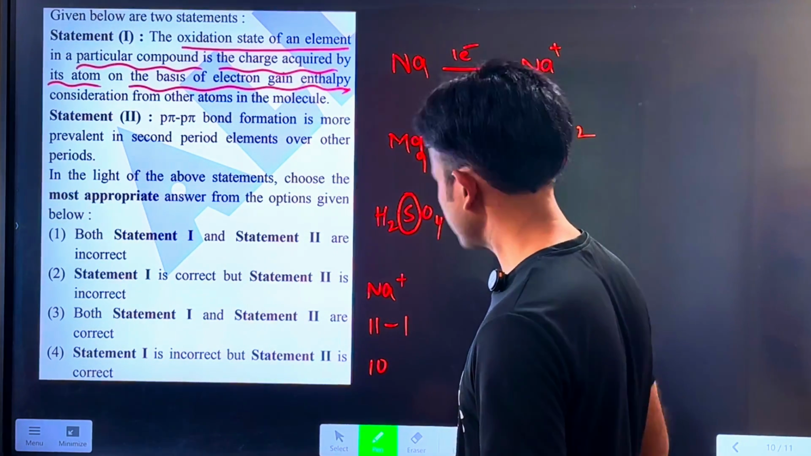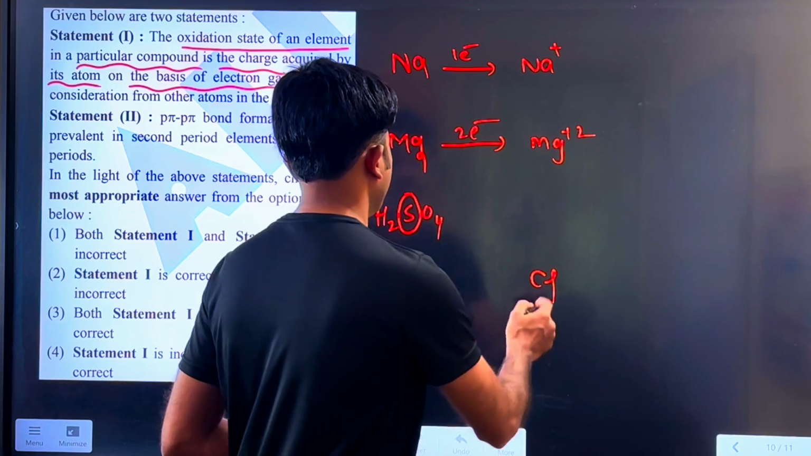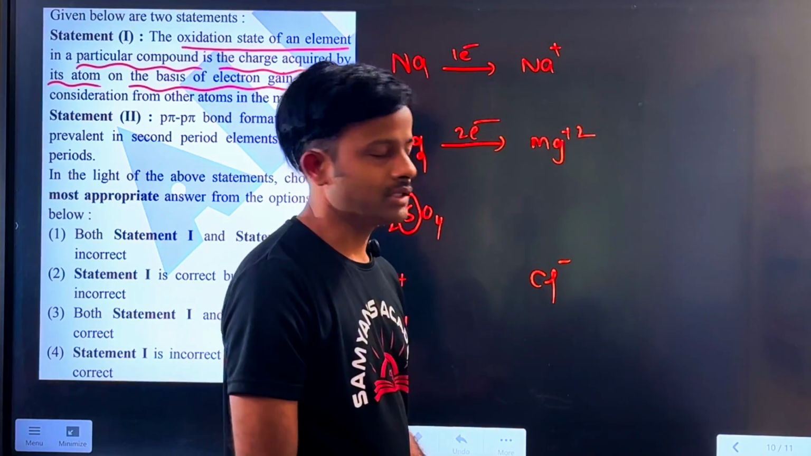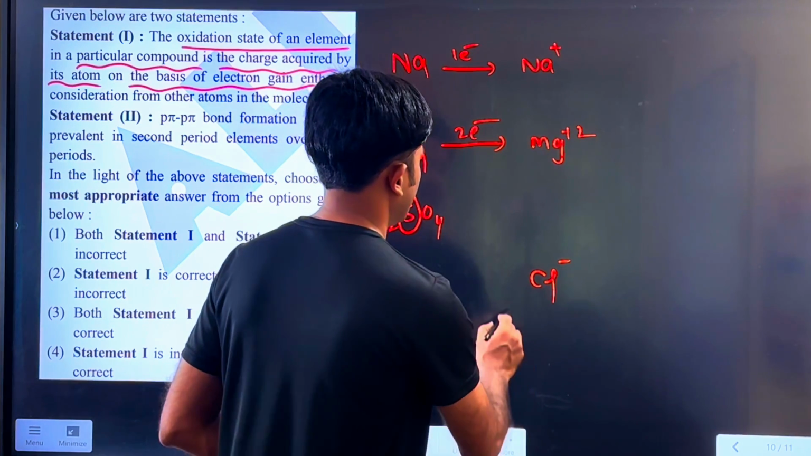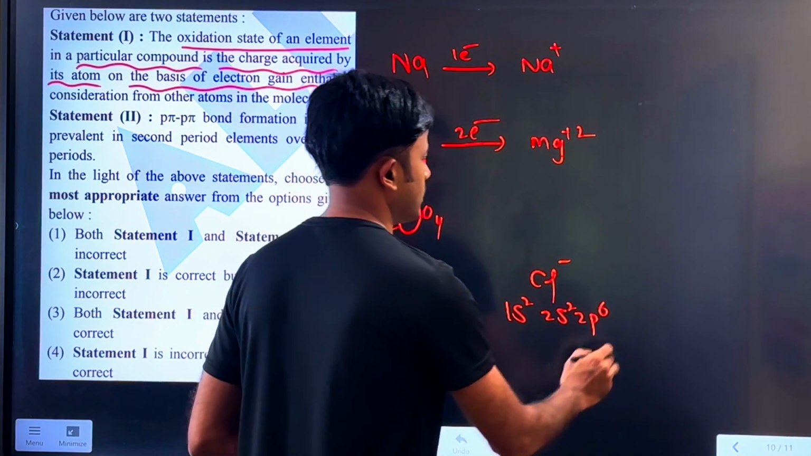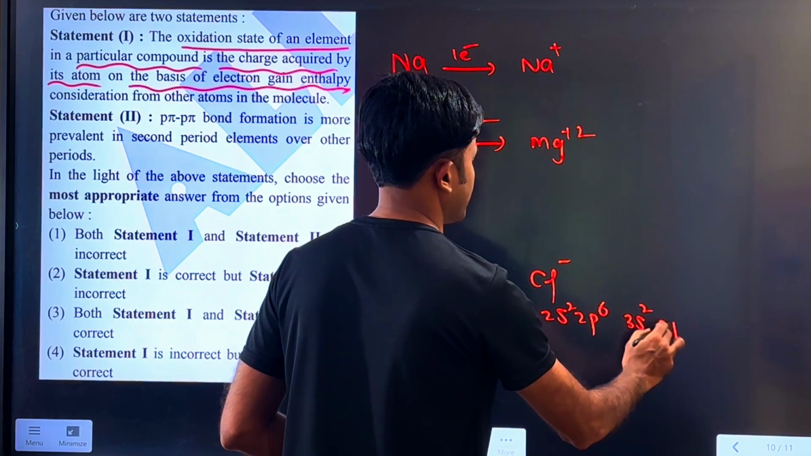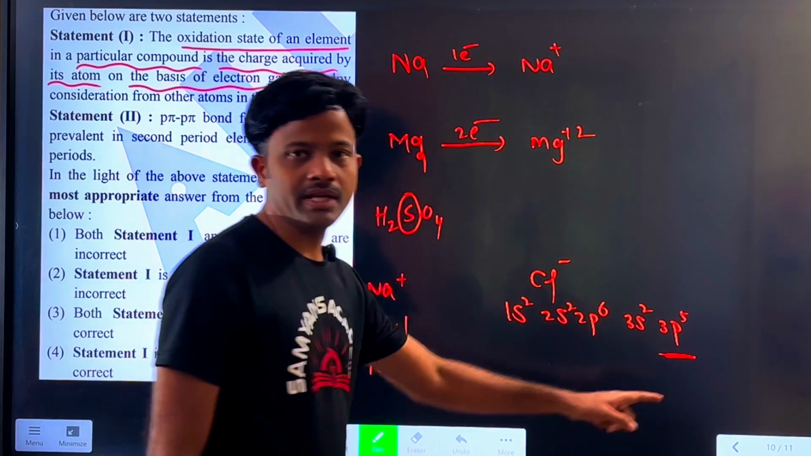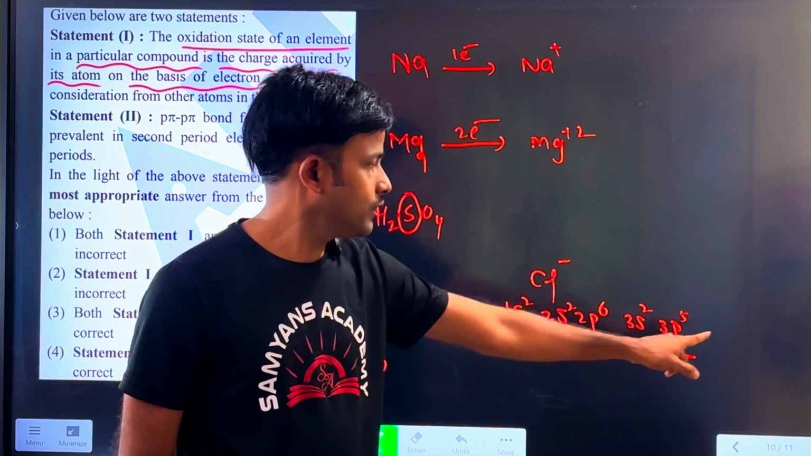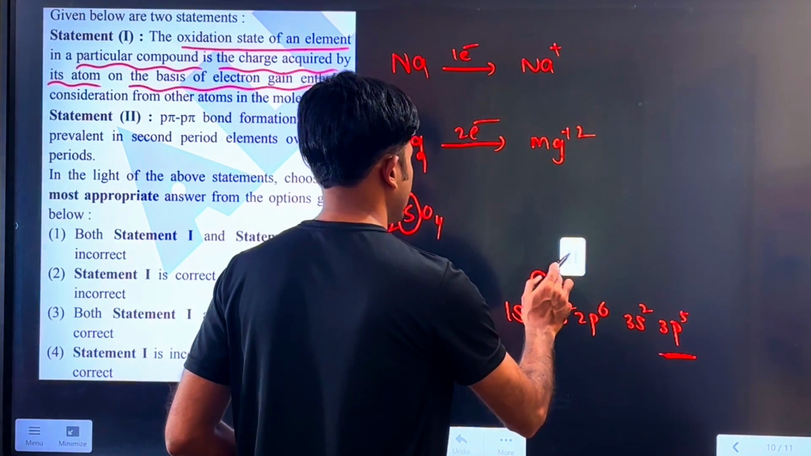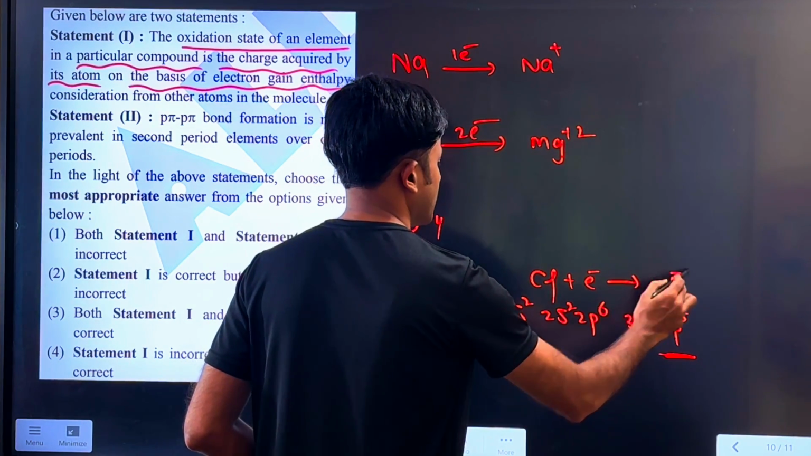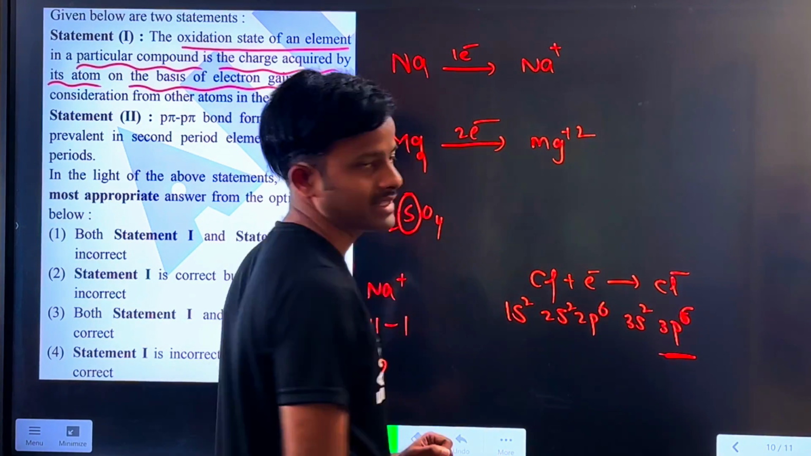Now chlorine. What is the electron configuration of chlorine in the last shell? Chlorine atomic number is 17. So 1s2, 2s2, 2p6, up to here 10 is over, then 3s2, 3p5. To fill this p subshell, it requires one more electron. Yes or no? So this chlorine atom gains one electron to get the stable configuration of 3p6.